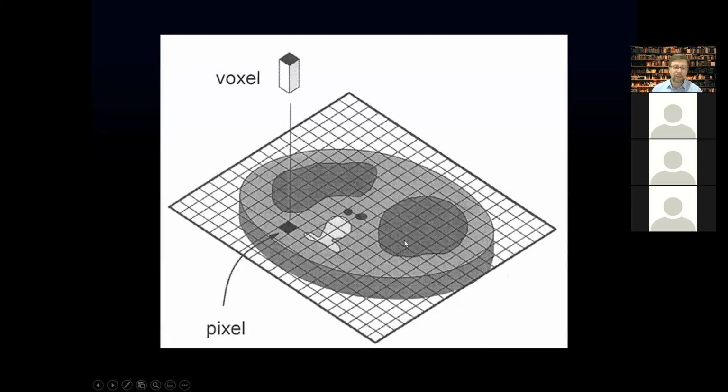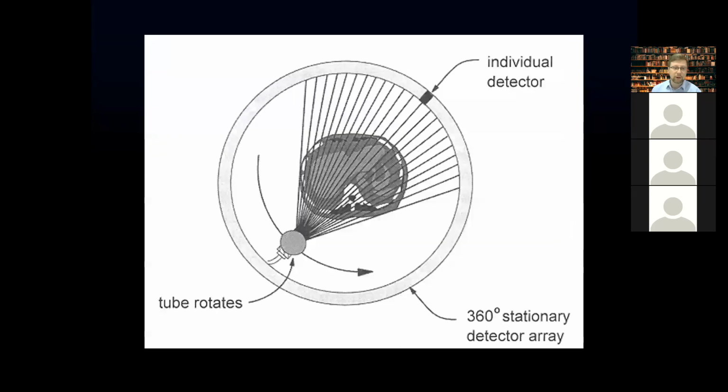Here you can see the schematic presentation. This is a pixel, and this is a voxel. The voxel is a three-dimensional thing. And this is the pixel, and this is the grid. The more pixels there are in the image, the higher the radiation dose the patient will receive, because the higher the resolution of the image, the thinner the slices will be, and the higher the radiation dose the patient will receive. This is the principle of CT. The tube which emits X-rays rotates around the patient.